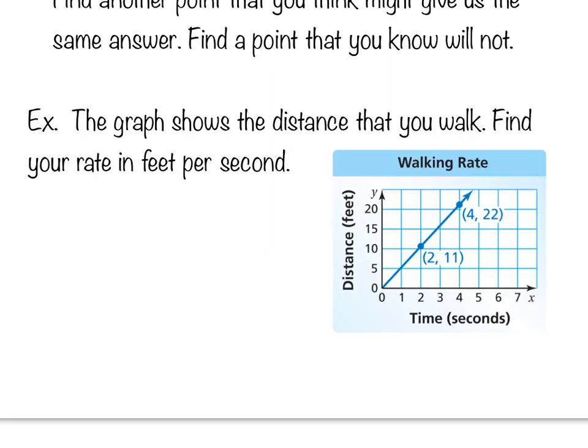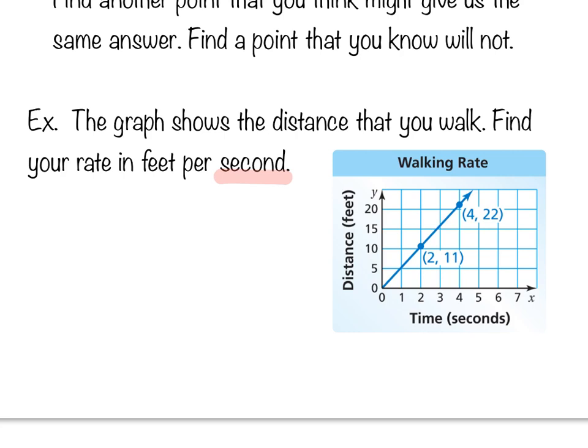All right, so this is the last one we'll do for this lesson then. It's another graph. The graph shows the distance that you walk. Find your rate in feet per second. And that is a unit rate, and I know it's a unit rate because it said second. So per second, that's 1 second. So it is a unit rate.